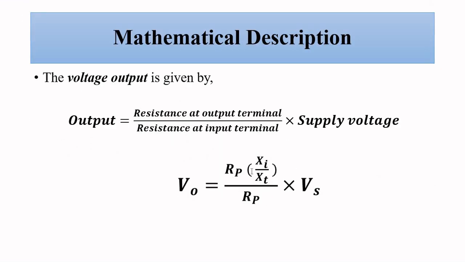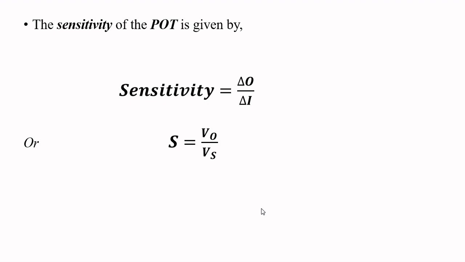It is based on the application of the voltage division rule, as I said. The output signal is given by Rp into Xi by Xt by Rp, which is the total, into Vs, the supply voltage. And the sensitivity, which is the change in output to the change in input, is the output by the supply voltage signal.